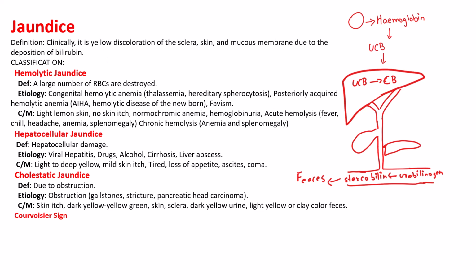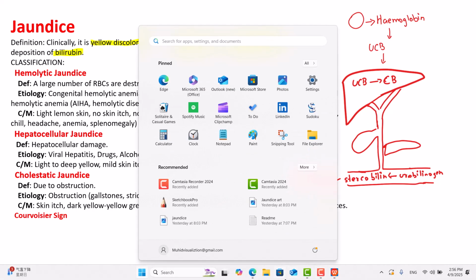In this, we are going to discuss jaundice. What is jaundice? Jaundice is the yellow discolorization of sclera, skin, and mucous membrane due to the deposition of bilirubin. In jaundice, we have a lot of bilirubin in our blood, which leads to the yellow discolorization of our sclera, meaning the eye, skin, and mucous membrane. Let me show you some pictures.